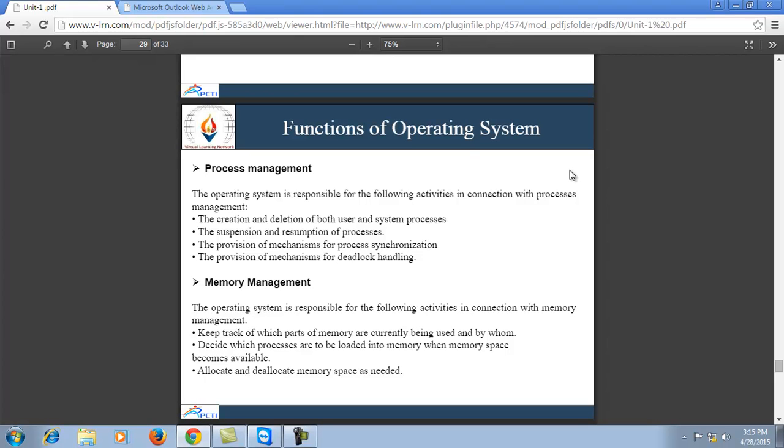So we discussed 3 conditions: hold and wait, circular wait, no permission, and the last one is no releasing of the resources.